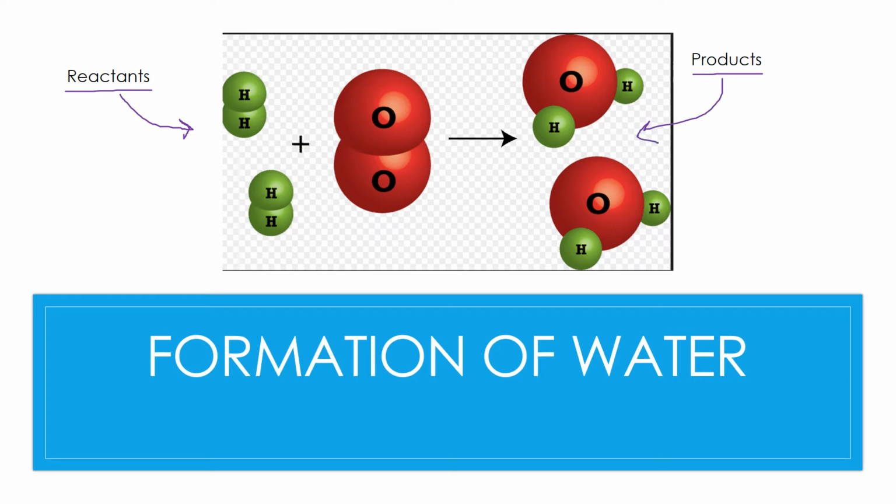Okay? So what do you notice though? You notice that we have 4 green H's. So we have 2 molecules of H2. We know that H2 is diatomic. And then we have O2, which is our oxygen gas. And it forms 2 molecules of water. That's a balanced chemical equation. So how does the law of conservation of mass play into this?